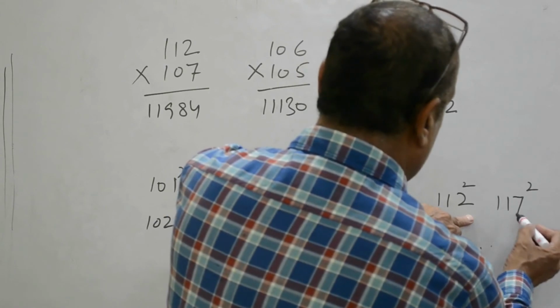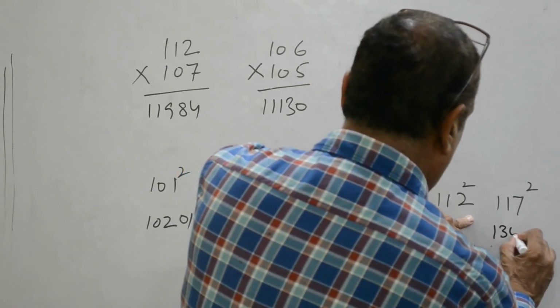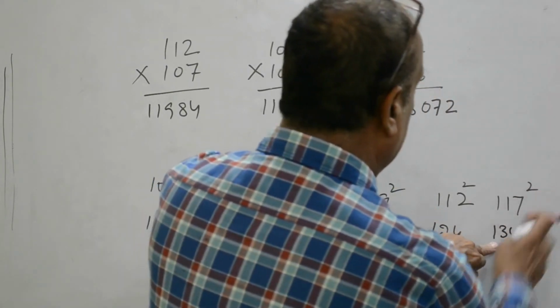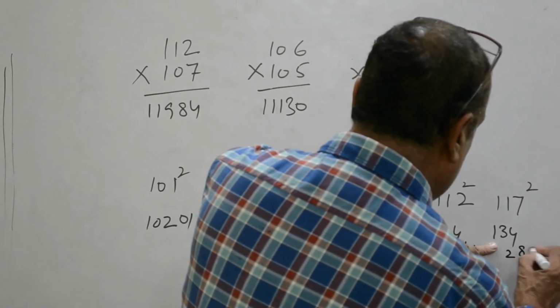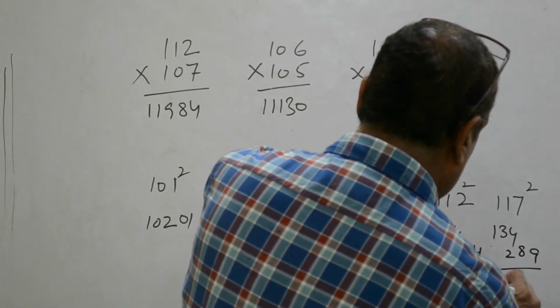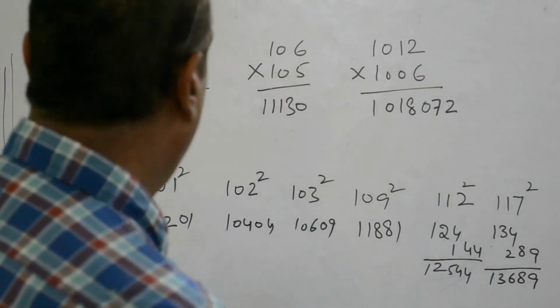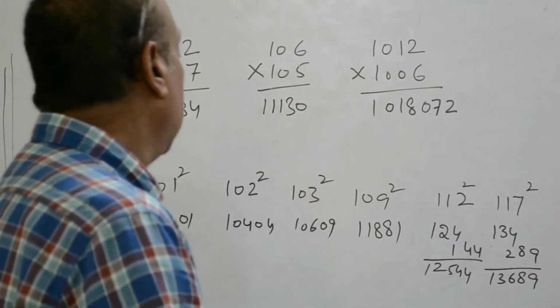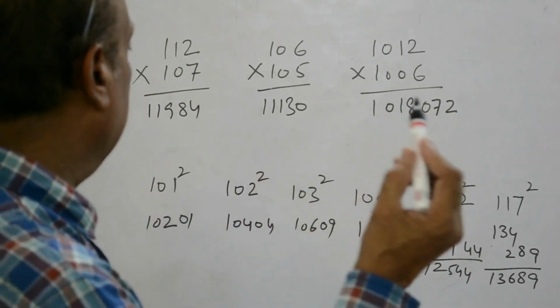In 100 add 17 and 17 means 134. Multiply 17 by 17, it is 289, a 3-digit number. So 289 will be like this. So 13689. So we can find out the value of such numbers very easily without taking a pen.